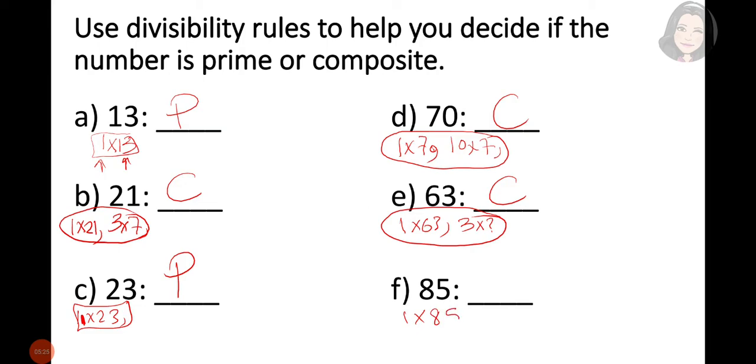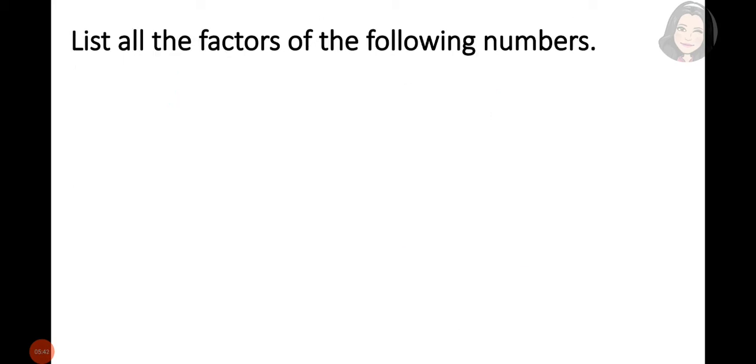85, of course, I have 1 times 85, and since it ends with a 5, then it is 5 times a certain number. Again, I do not have to find it here. I know that this number has more than 2 factors, then it's definitely a composite number. Let's move on to something else.